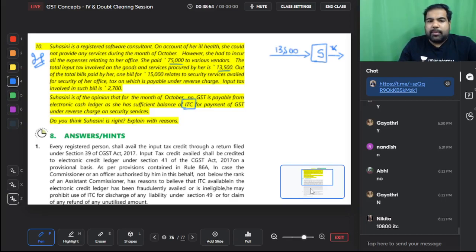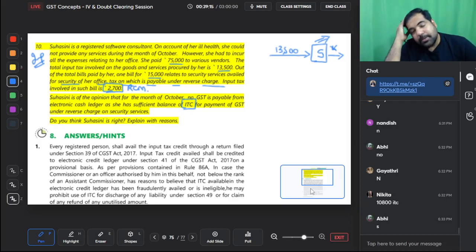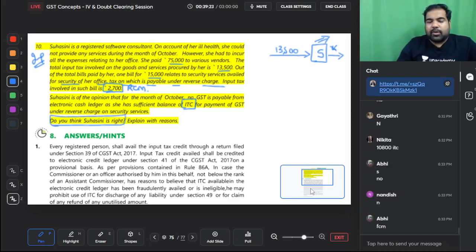Out of the total bills paid by her, one bill of 15,000 relates to security charges availed for security of office. The tax on which is payable under reverse charge, 2,700. Guys, please tell me, in reverse charge, will Suhasini have to pay this 2,700? Yes. And can this be paid through ITC? No, ITC can only be used to pay tax, but only RCM tax. So hence, Suhasini is not right, because ITC cannot be used to pay RCM. This has to be paid through cash ledger.